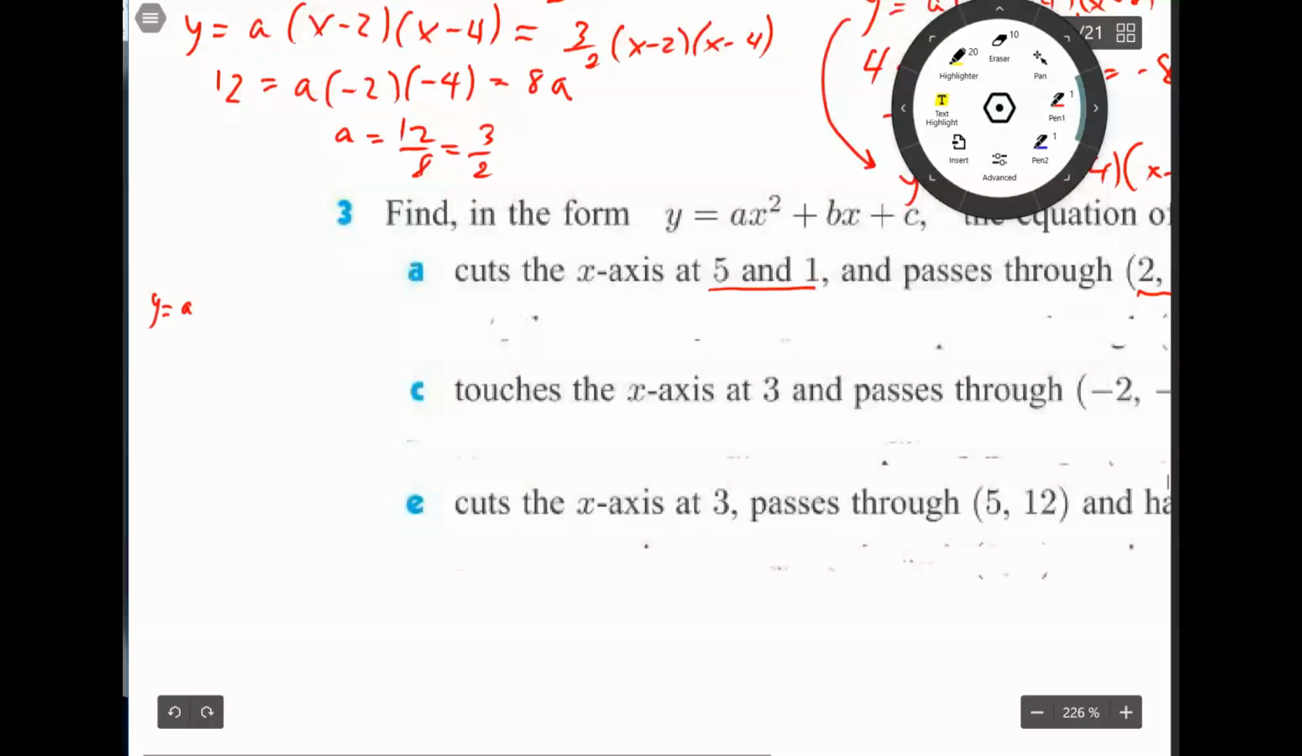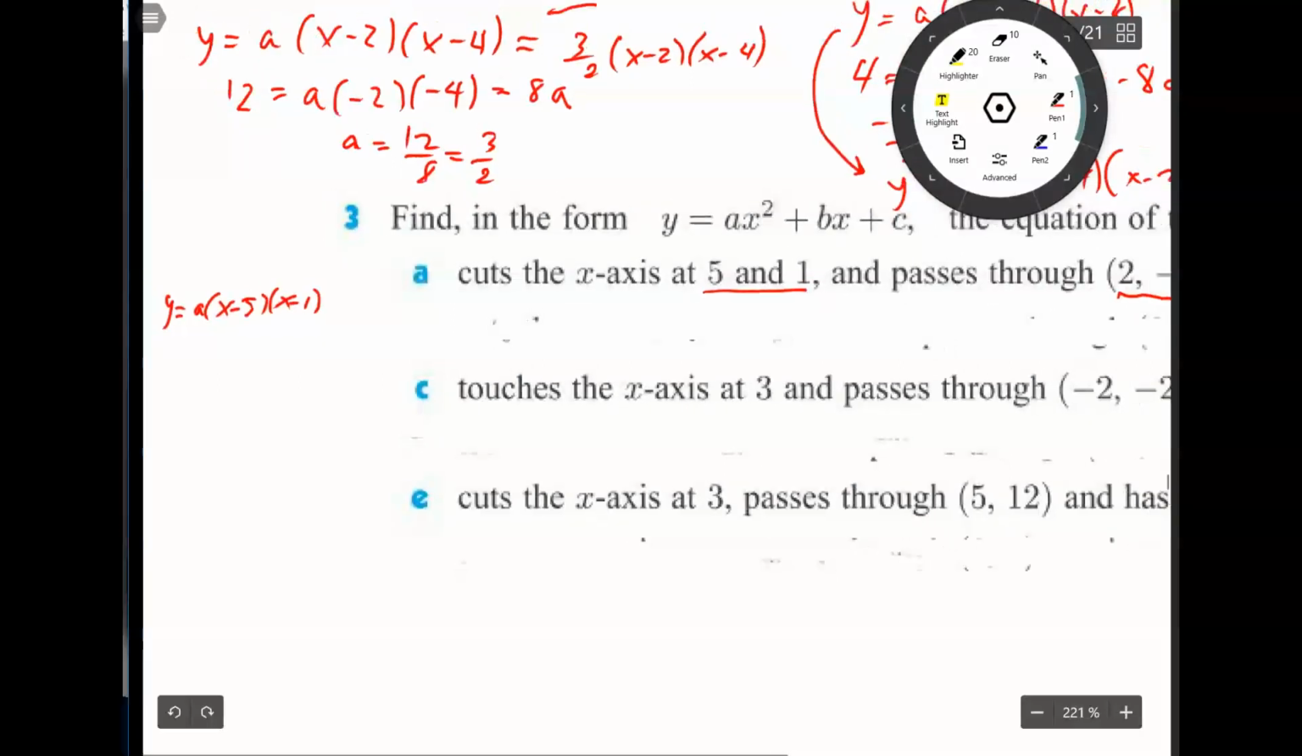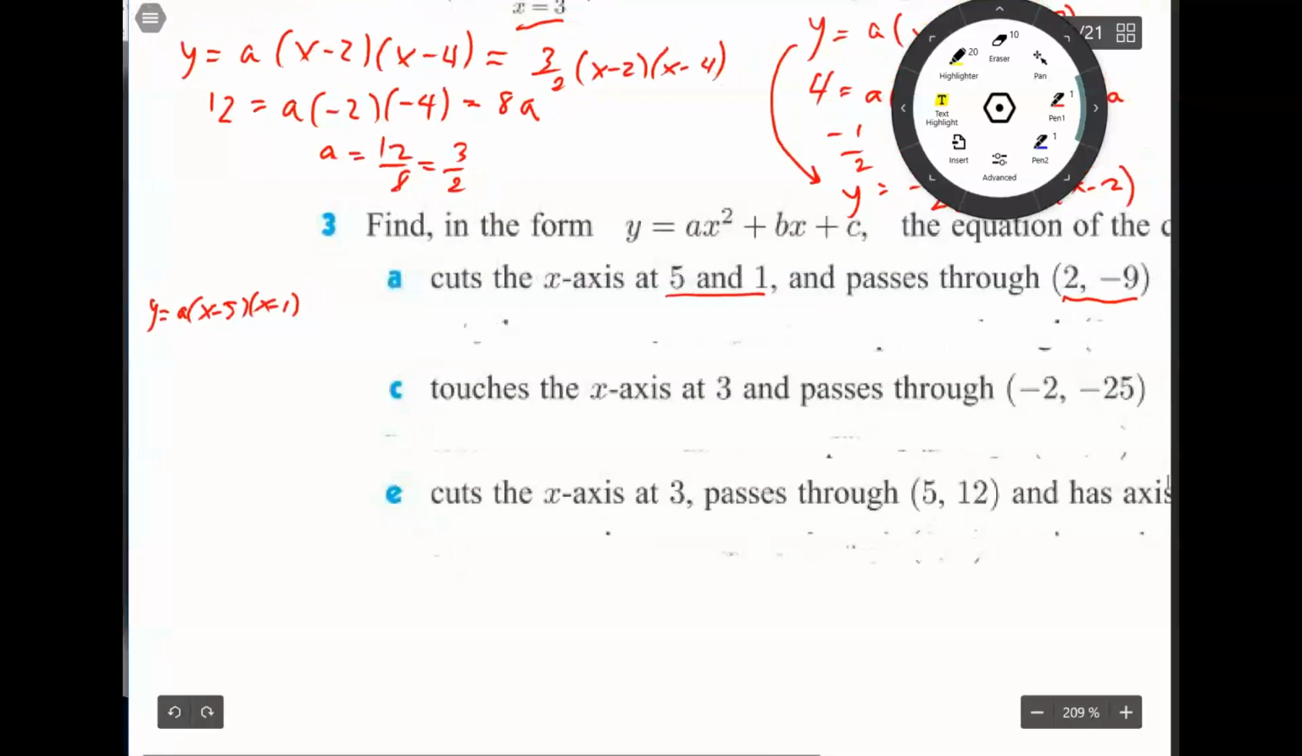So I'm going to first write it in factored form. So it'll be a times x minus 5 times x minus 1. And I know that this quadratic is going to pass through 2, negative 9, so I plug in 2, negative 9. So it would be 2 minus 5, which is negative 3, and 2 minus 1, which is 1. So negative 9 equals negative 3a. So a is equal to negative 9 divided by negative 3, which is positive 3. Now I'm going to rewrite the original function as 3 times x minus 5 times x minus 1. So that's my new function.